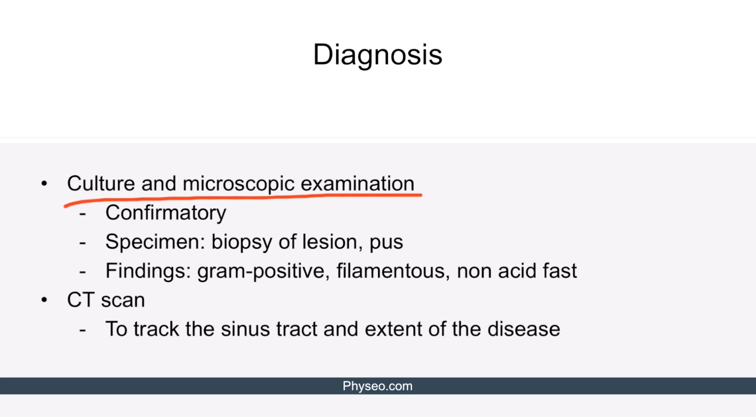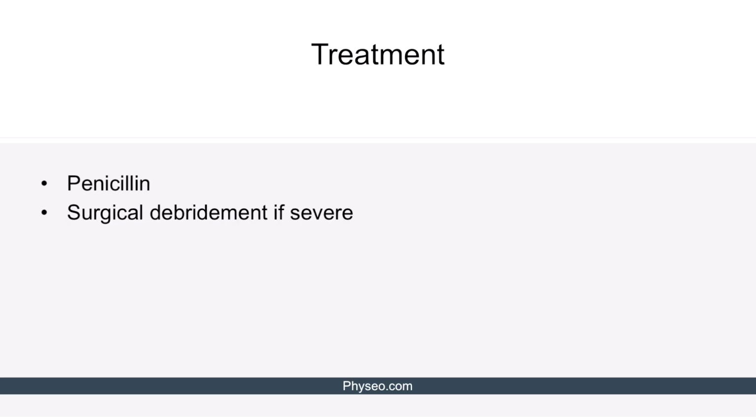Culture and microscopic examination are confirmatory tests for the diagnosis. Specimens are obtained through biopsy of lesions and pus. Examination findings show gram-positive filamentous non-acid-fast bacteria. If a sinus tract is formed, a CT scan is required to track the sinus tract and to detect the extent of the disease. The treatment of choice for actinomycosis is penicillin. Surgical debridement is done for severe cases with sinus tract formation.